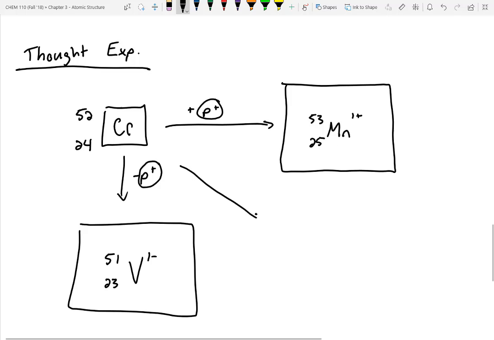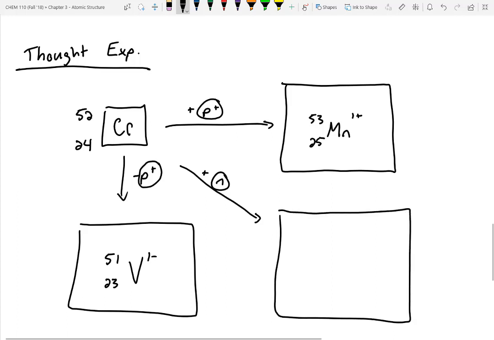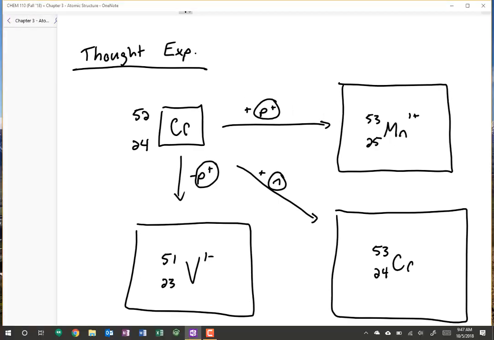All right, last but not least, we can imagine what happens if we add a neutron to this. All right, is it going to still be chromium? Yeah, definitely. So it's still going to be chromium, still going to be atomic number 24, but its mass number is going to go up to 53. Will it have a charge? No, because neutrons don't have a charge. All right, so sometimes I do these on exams just to make sure that you understand what each of the subatomic particles does. All right, so let's go ahead and look at symbolic representations of atoms.